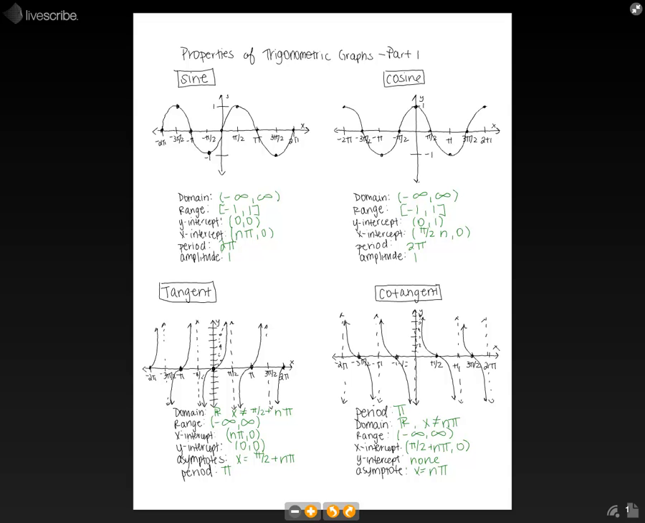For the information on the cosecant and secant graph, see the properties of trigonometric graphs, part 2.